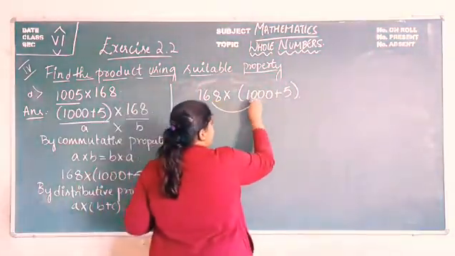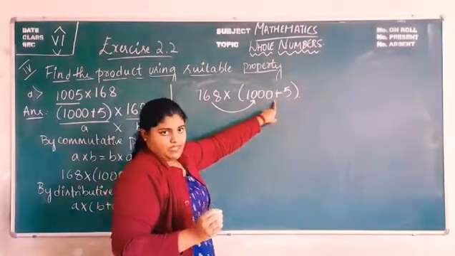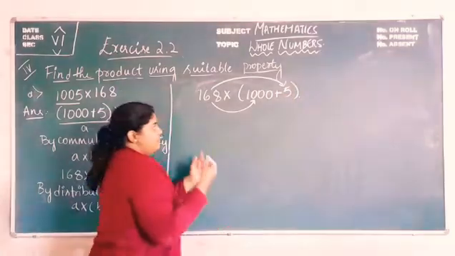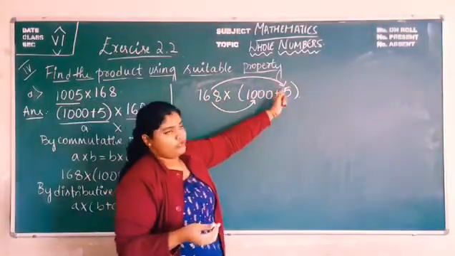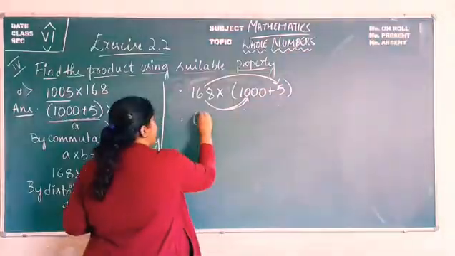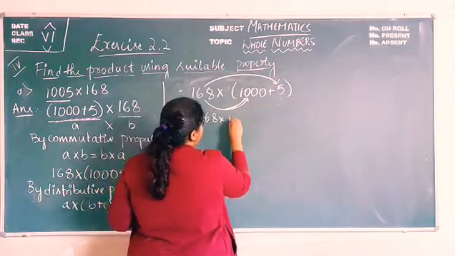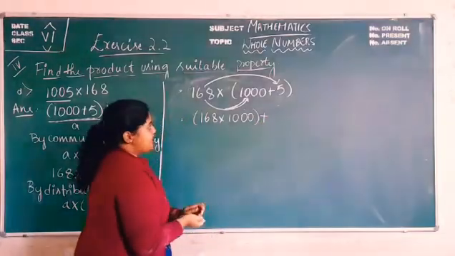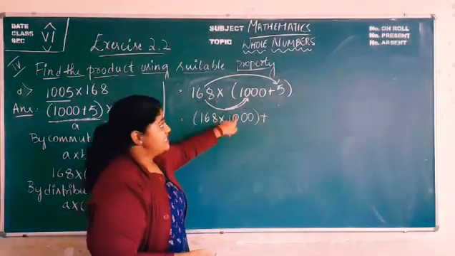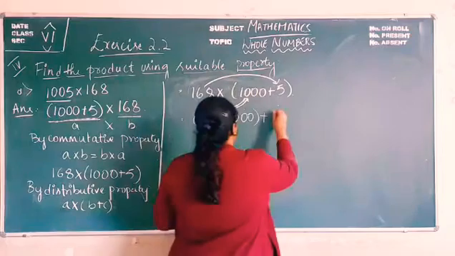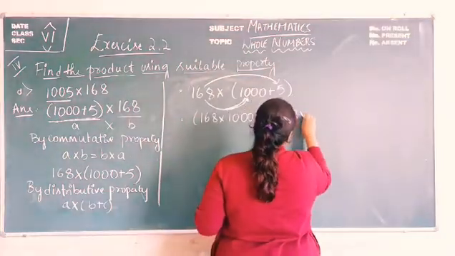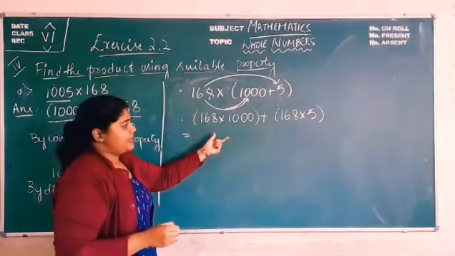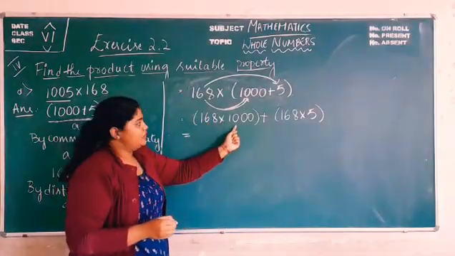So 168 into 1000. Then we will write plus. Then we will multiply 168 into 5. So first 168 into 1000, then we have a plus sign, then we have to multiply 168 into 5. So next step is to solve the brackets. In the first bracket we have 168 into 1000.